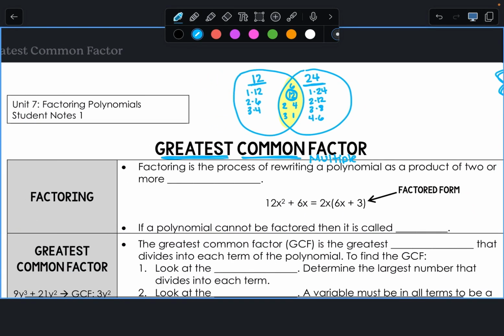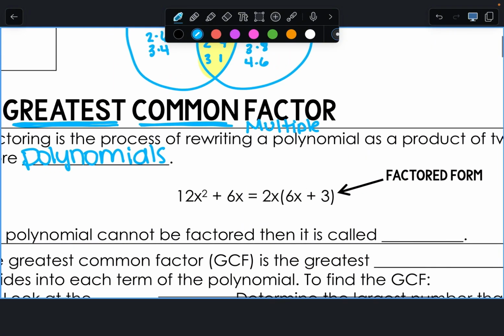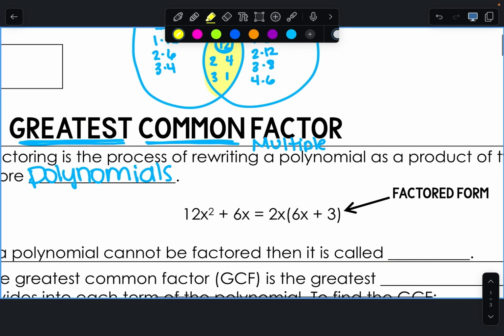Factoring is a process of rewriting a polynomial as a product of 2 or more polynomials. For example, last week we learned how to distribute a monomial into a trinomial and binomial. We would end up with answers like 12x squared plus 6x. But how did it look before? 2x times 6x plus 3. So what we're going to do is learn how to undistribute what we learned how to distribute.